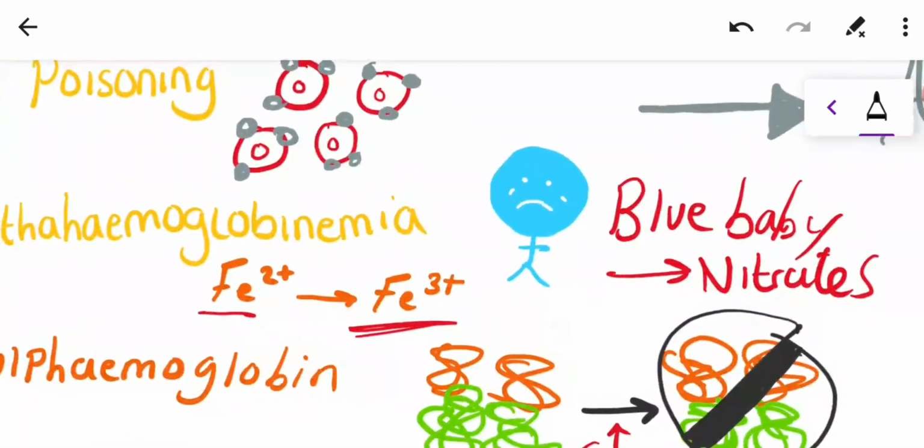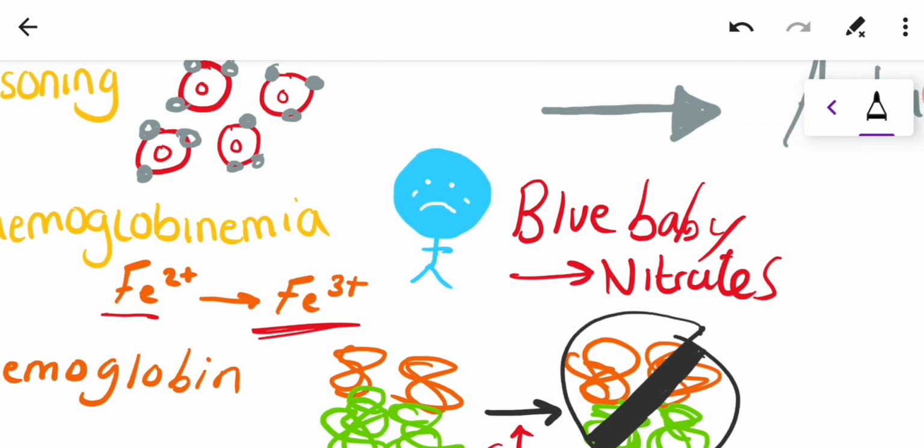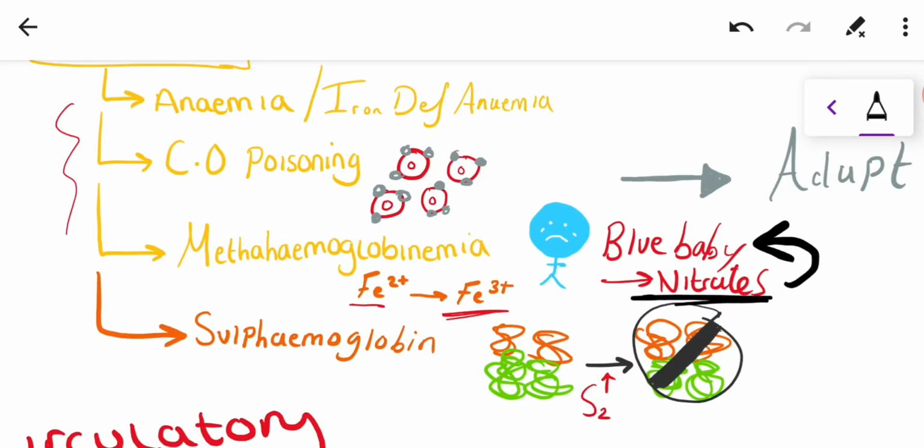Methemoglobinemia. What happens here? There's a change in the hemoglobin from 2 plus to 3 plus, from ferrous to ferric. What does this cause? This would cause an inability of oxygen to bind, because oxygen likes 2 plus, it doesn't like 3 plus. How do you get this? Nitrate poisoning. Who is susceptible? Babies. What does it cause? Blue baby syndrome. That's why you don't give water to little babies, infants.